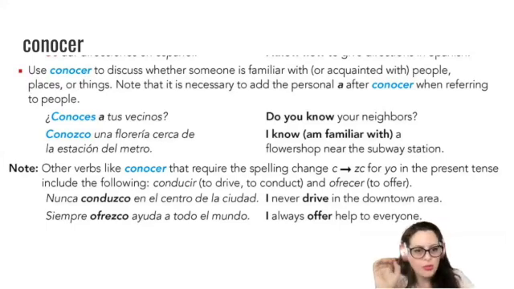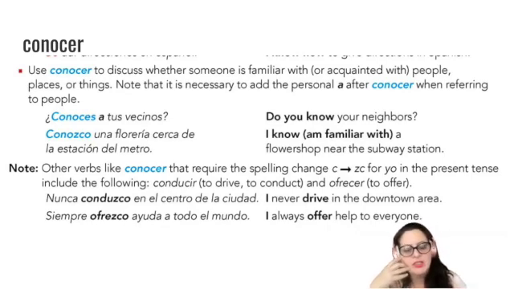So use conocer to discuss whenever someone is familiar with a people, place, or a thing. Okay? It could be an acquaintance. Note that it is necessary to add the personal a after conocer. Okay? So you need that preposition there. A. Un ejemplo, conoces a tus vecinos.